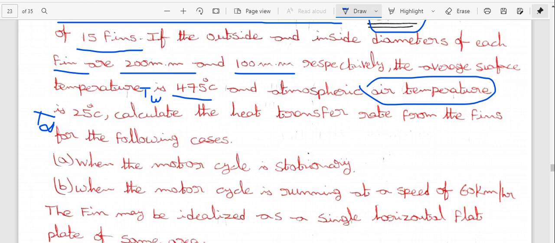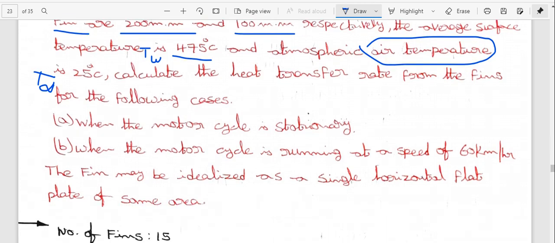Calculate the heat transfer rate from the fins for the following cases. First, when the motorcycle is stationary, so without moving. In the second case, the motorcycle is running at a speed of, here this is the u speed value. We need to convert it as a velocity value. So the first question is free convection, that means stationary body, and the second question, motorcycle running at a speed, is forced convection.